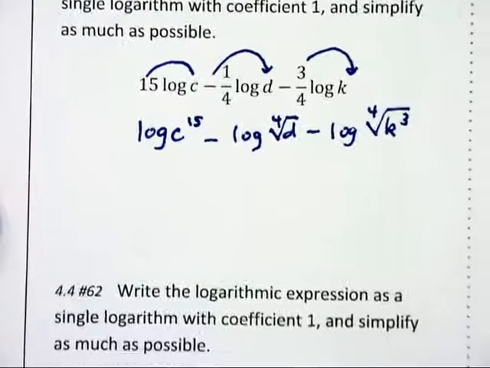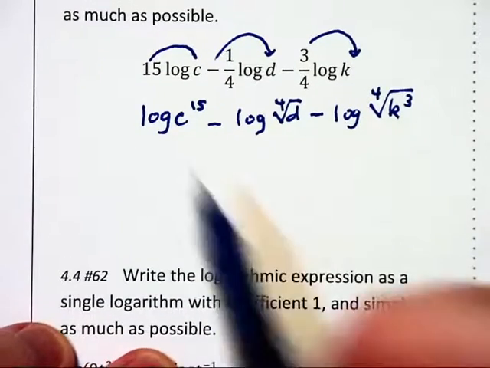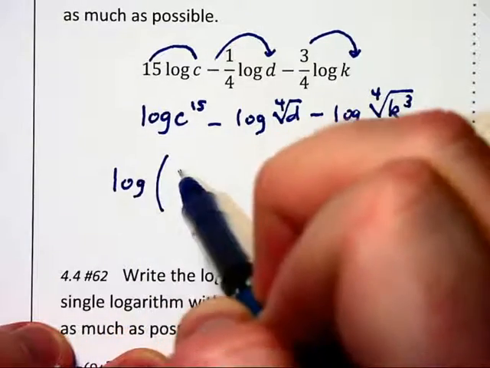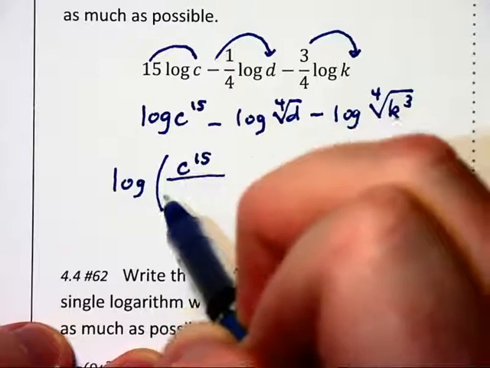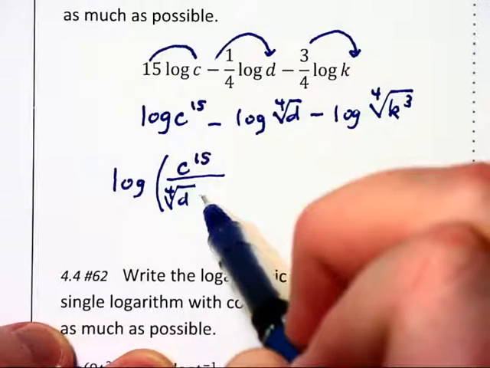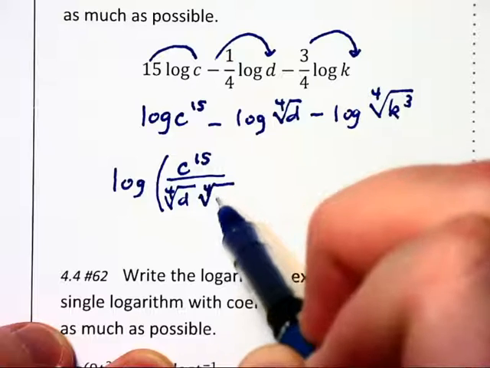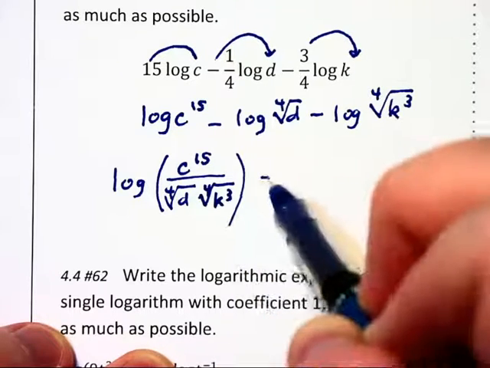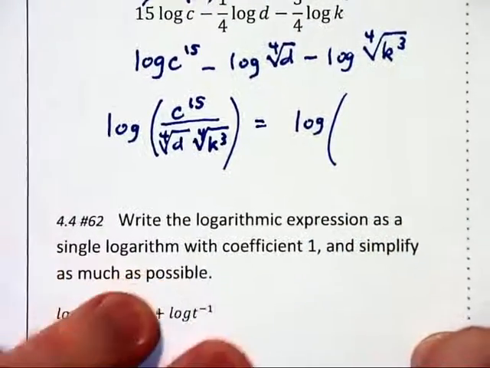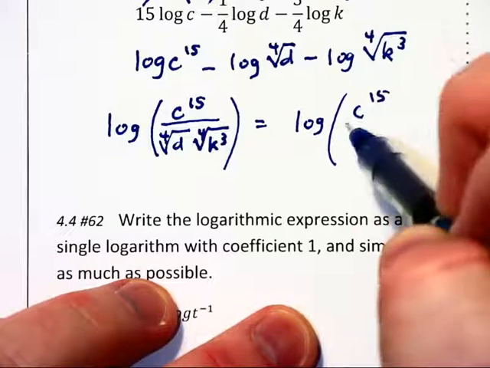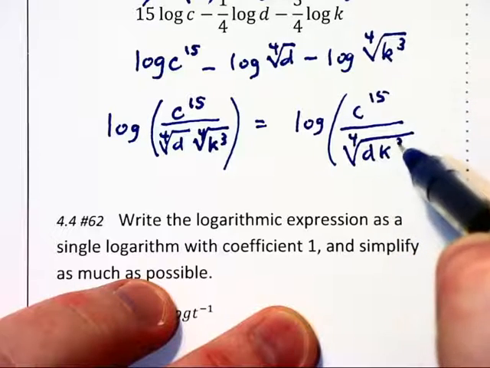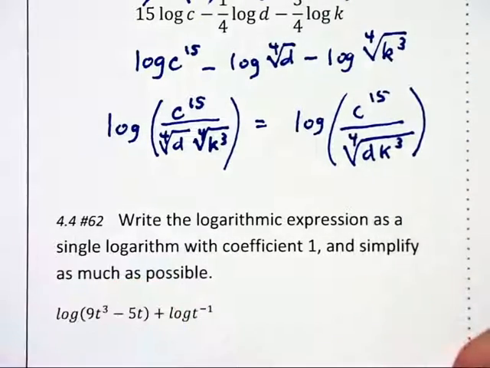Now we've got a bunch of logs, all of them base 10, common logs. Subtraction turns to division, so we're going to have log of c to the 15th being divided by the fourth root of d, and we're also subtracting off that log, which means we're dividing it also by the fourth root of k cubed. We can rewrite this now as the log of numerator c to the 15th, and denominator we can write that as the fourth root of dk cubed, writing that as a single radical expression.